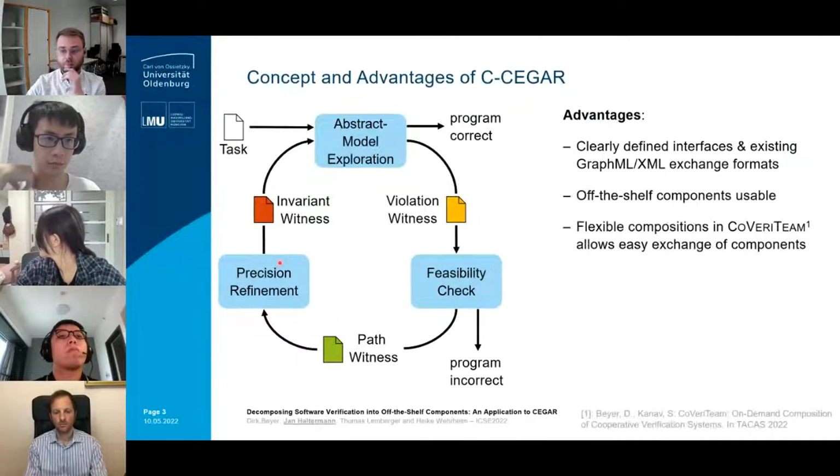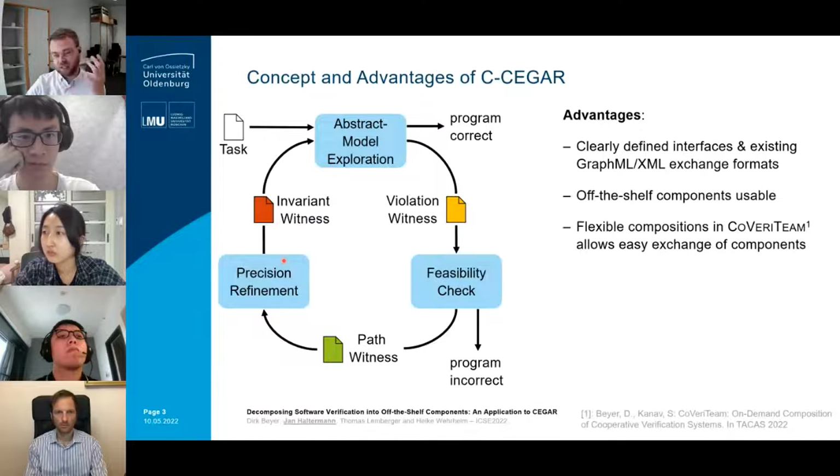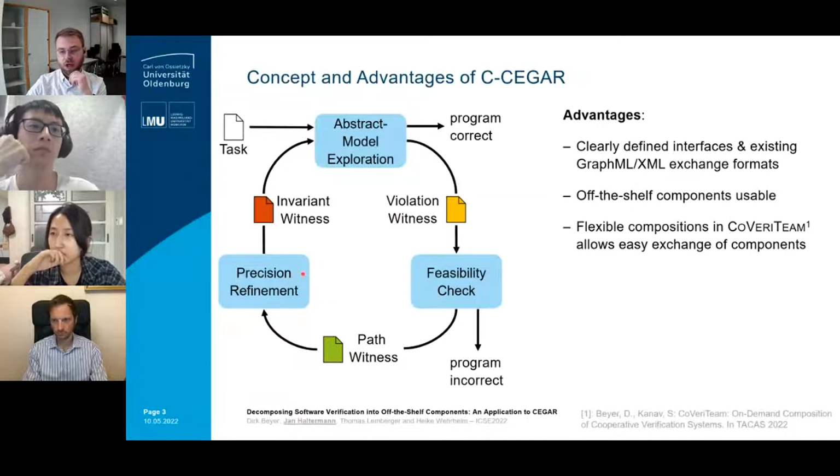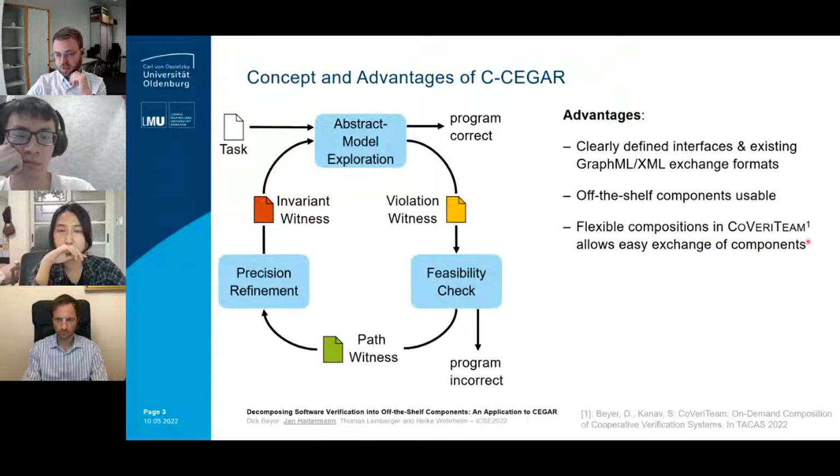So why is this good? As announced and motivated, you now can easily exchange, for instance, a precision refinement. Let's say in the first you use a technique called Craig interpolation and you want to replace that, then you can just use any off-the-shelf component that implements a different technique, for instance, Newton refinement, and then simply exchange it and run everything without a lot of work. In fact, it's changing 2 lines of code. And that's mostly due to the implementation which we did in a tool called CoVeriTeam that was published recently, which allows building that framework. But this work just contains the conceptual idea.